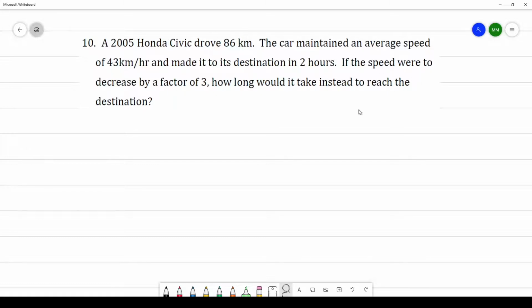Now, if the speed were to increase by a factor of 3, so that means multiply by 3 if you didn't pick that up. So, oh, decrease. Sorry. So you divide by 3. My bad. So divide by 3, not increase. Divide by 3. How long will it take instead to reach the destination?